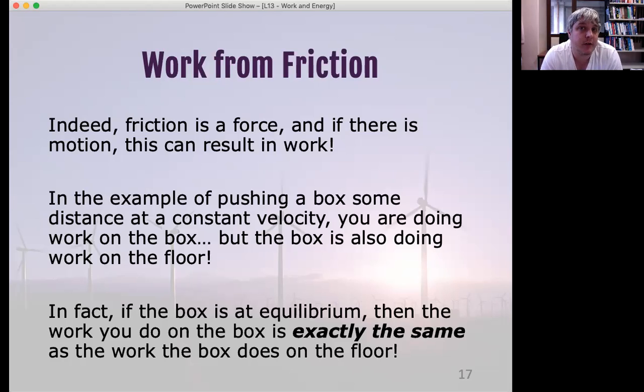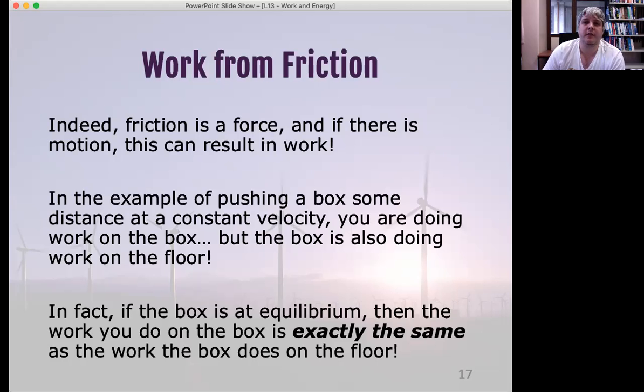Remember that the friction is applied to the box. The friction from a surface is applied to the box. But that means that the box must be applying an equal and opposite force to the surface. And if the surface is applying a friction force to the box that's opposing the motion, then the box is applying a force to the surface in the same direction as the motion.